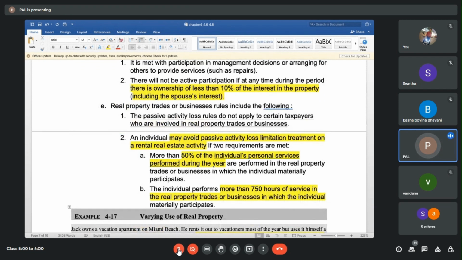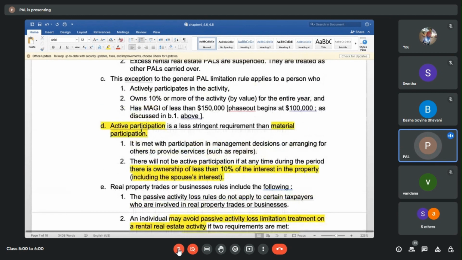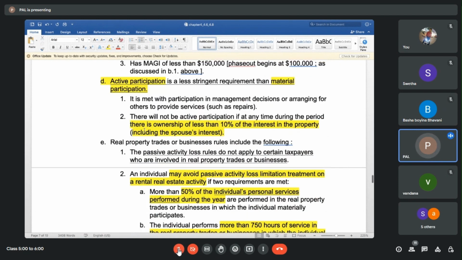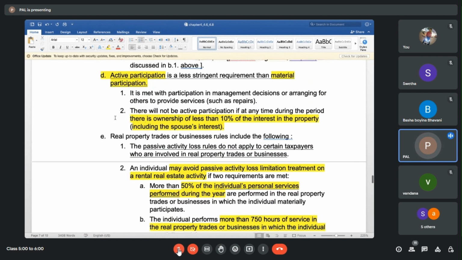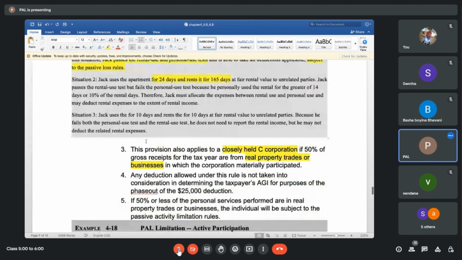So broadly, what we need to remember is whether the person actively participates, meaning do they own more than 10%? Active participation is not as strict as material participation. If we are specifically talking about real properties, then 750 hours should go there, or at least 50% of the time they work should go towards managing this business.